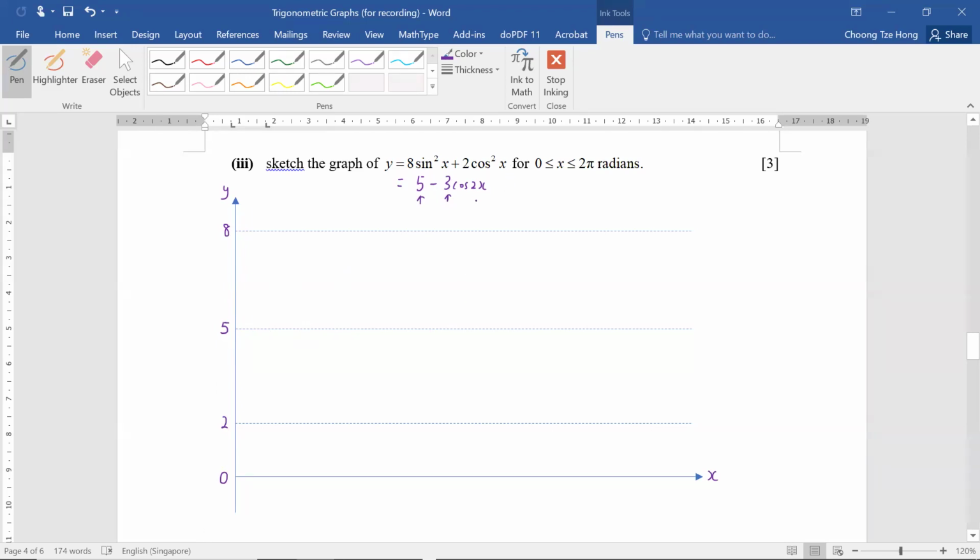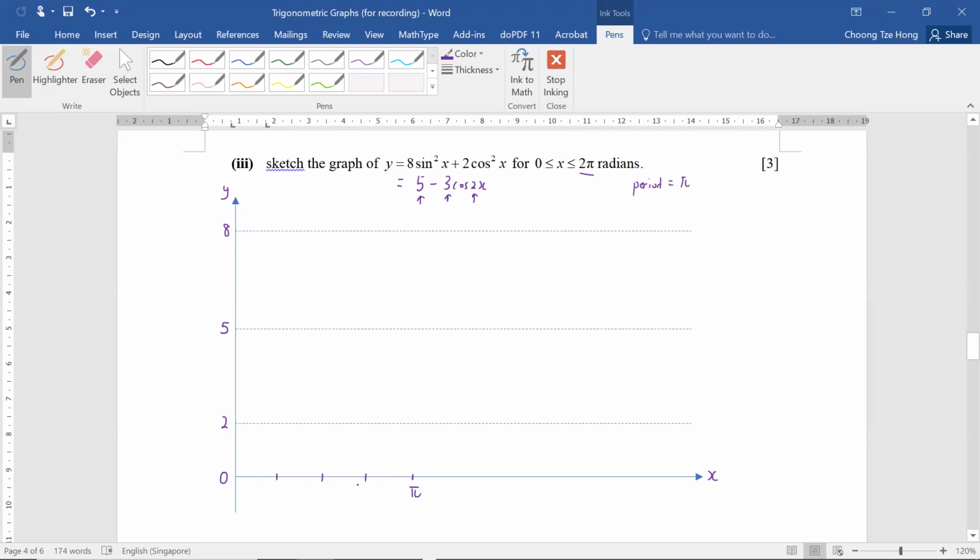Then remember for this graph, because it's 2 here, the period is pi. So I'm going to mark out pi over here. But they want us to draw until 2 pi. So if the period is pi, what you do is you want to divide this 0 to pi into 4 equal parts. So you're going to divide into 4 equal parts. So 1.